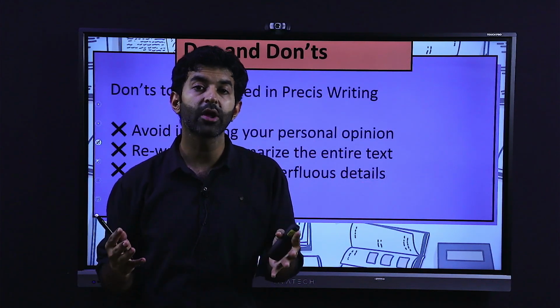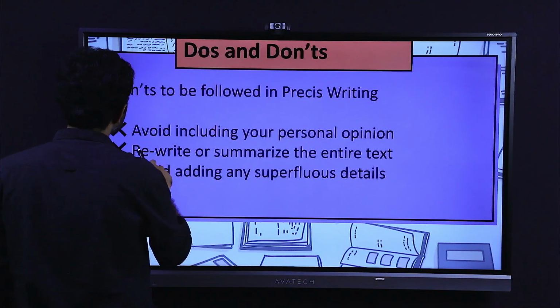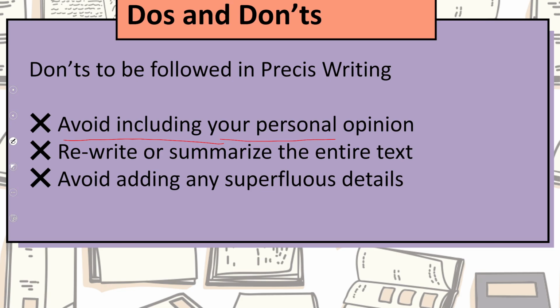Next up, let's look at the don'ts of précis writing. First, avoid including your personal opinion. We have to make the précis objective. We don't want to make it subjective. Objectivity is the key to include over here. Then, do not rewrite or summarize the entire text.